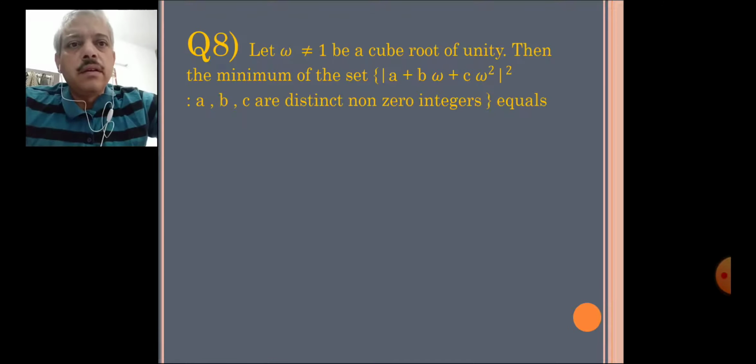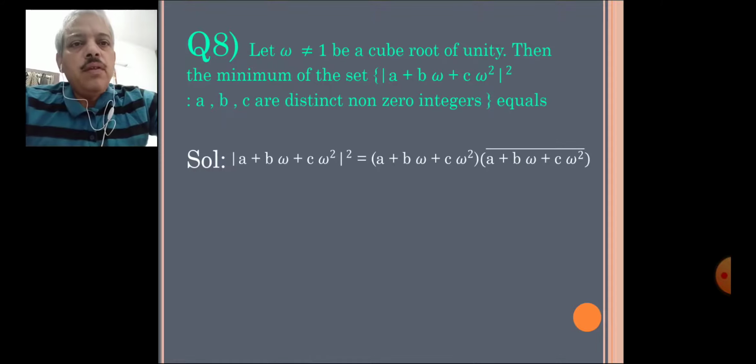Question number 8. Omega is not equal to 1 is the cube root of unity. Then we have to find the minimum of the set, modulus of a plus b omega plus c omega square whole square, where a, b, c are distinct non-zero integers. Then what will be the minimum value of this set? So we will simplify a plus b omega plus c omega square whole square.